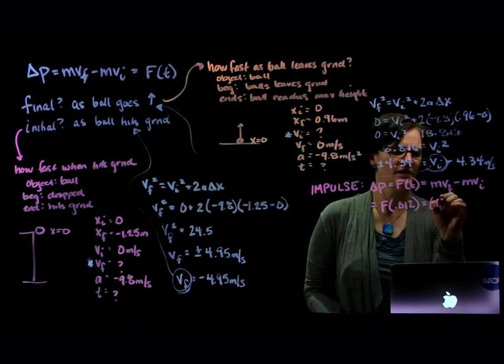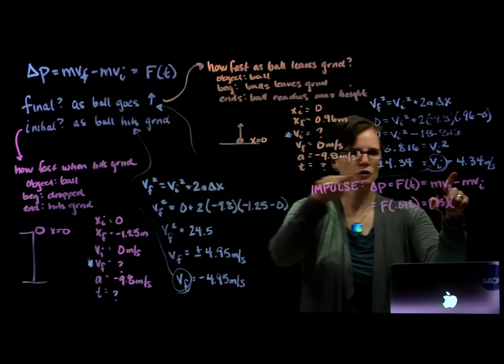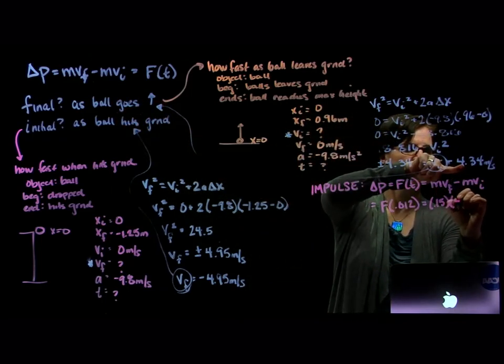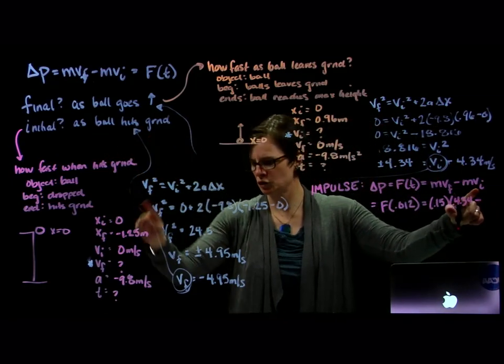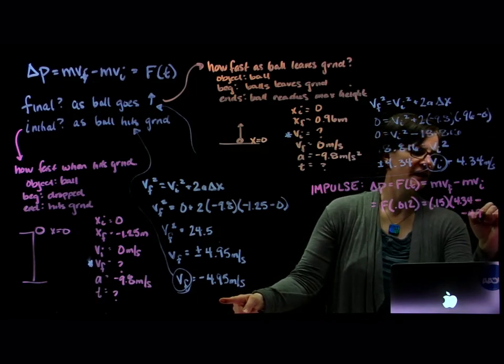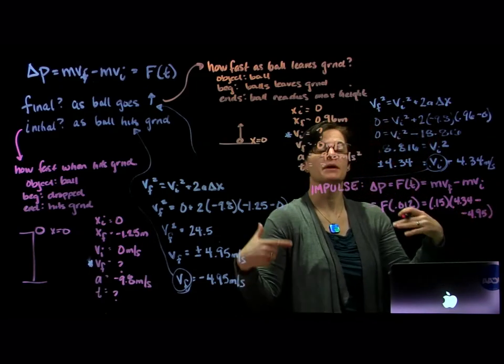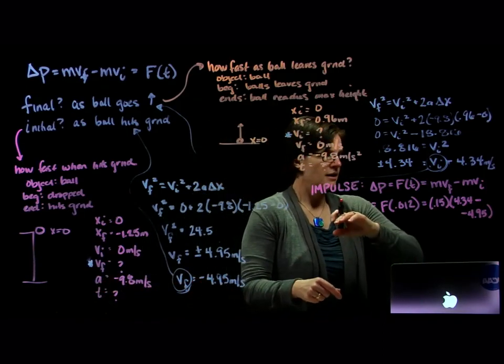I have 0.15 times V final, positive 4.34 minus V initial, negative 4.95. It's really important, remember, momentum is a vector, so we have to keep that vector in check.